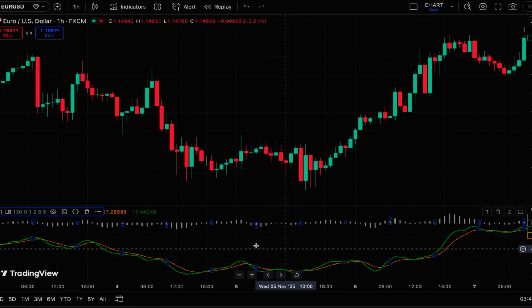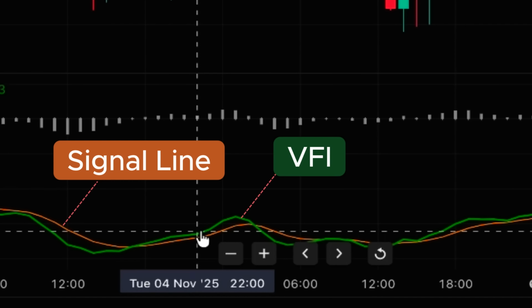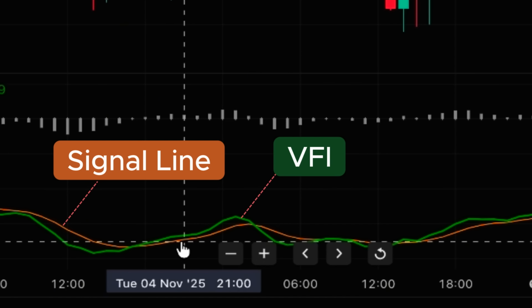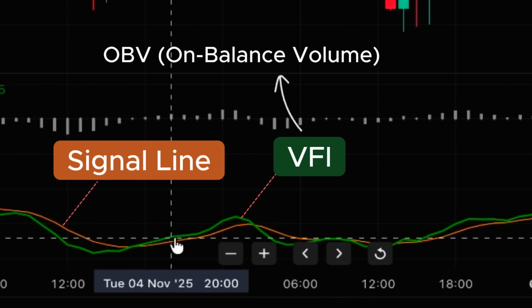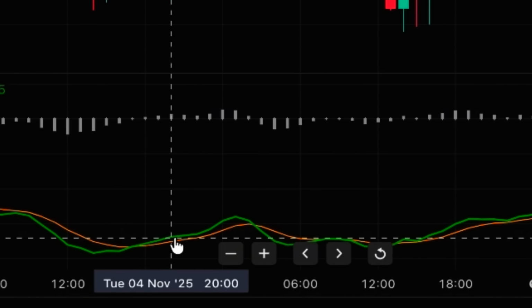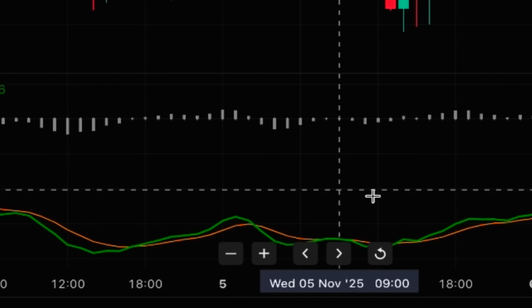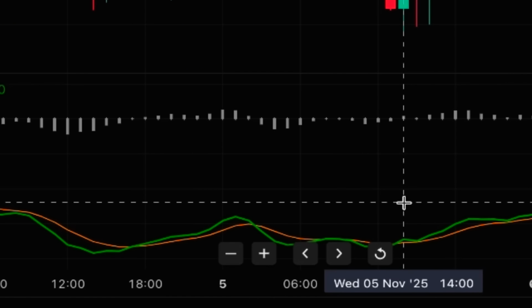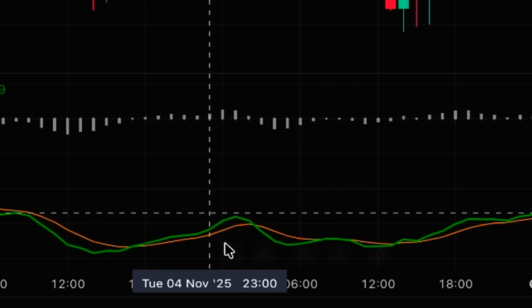Alright, getting back to the indicator, this green line here is VFI, volume flow line, and the orange line is signal line, which is exponential moving average of the VFI line. VFI is calculated based on OBV, on balance volume, which is a very popular volume indicator, especially for tracking smart money. This indicator actually turned OBV to an oscillator and made it similar to MACD, which we have MACD line, signal line, and a histogram based on them. Here we have VFI line, we have signal line, and a histogram based on them.